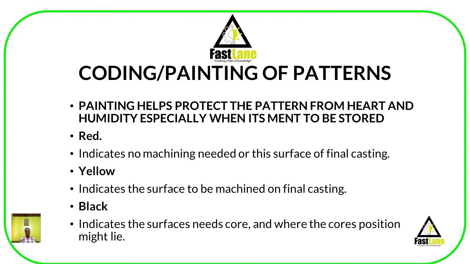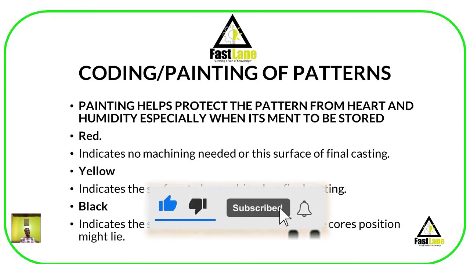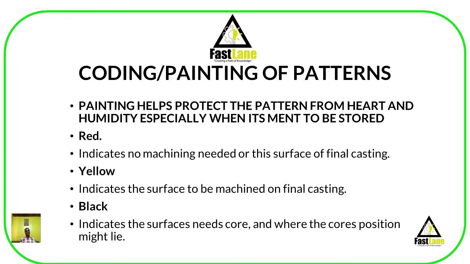Then we have black, which indicates that the surface needs a core, because we say that a core is used for creating hollow sections. Then we have what we call clear varnish. If not clear varnish, you can say unpainted. This indicates the parting line or join on the casting. Then lastly, we shall talk about the black stripes on the yellow base. This indicates stop-offs. Therefore, that is what I had for you.